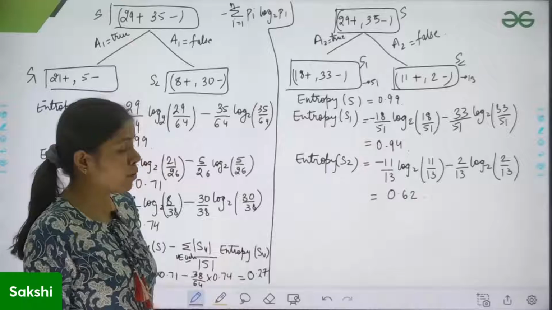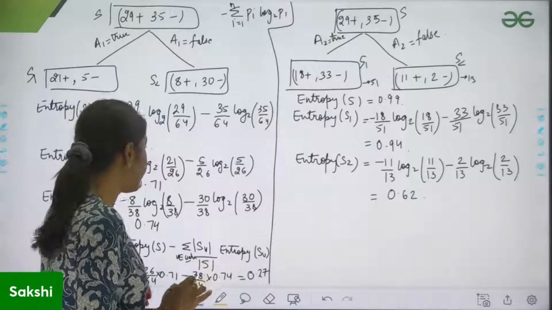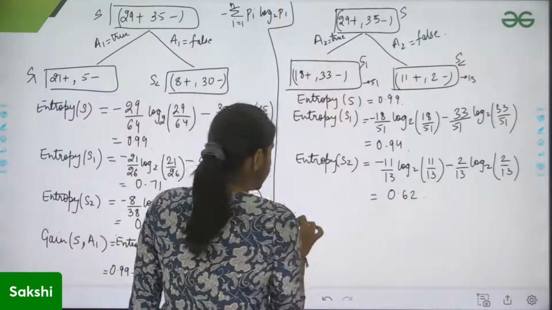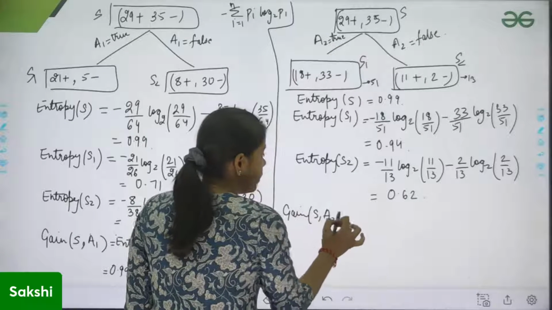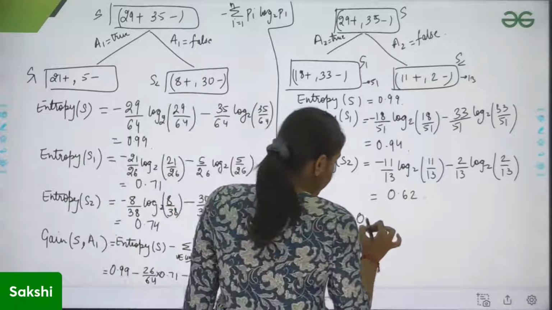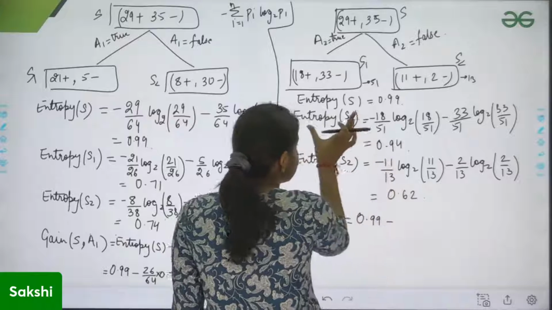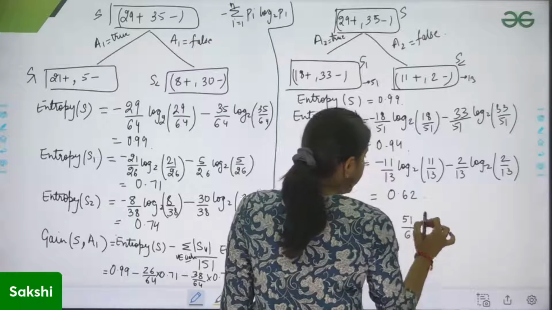Right, so these are my entropies. Now the next thing is I have to find out the gain using this A2 feature. So using this A2 feature, gain would become S of A2. Again I know the formula: entropy of S, that is 0.99, minus the number of values in this set. S1 has 51 values, and in total we have 64 values.